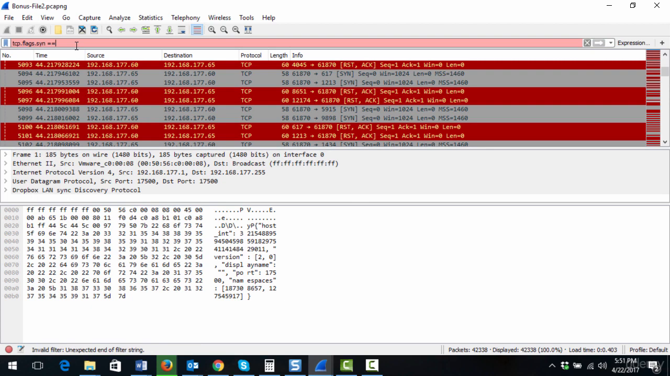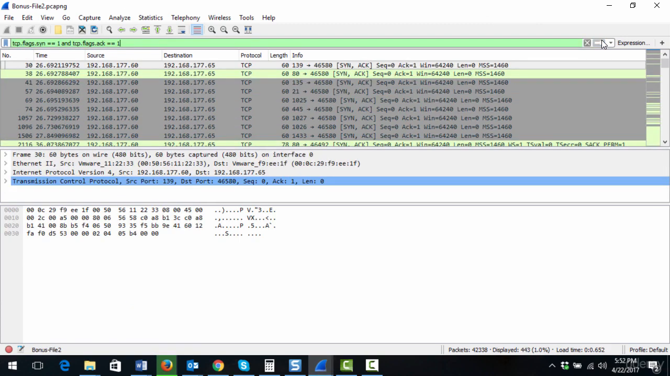We put in our filter, tcp.flags.syn equals 1, and tcp.flags.ack equals 1. So we've got them both, and we apply it. Now remember, these are all the ports that were open because of the response of the SYN and the ACK. That's what we're looking at here.